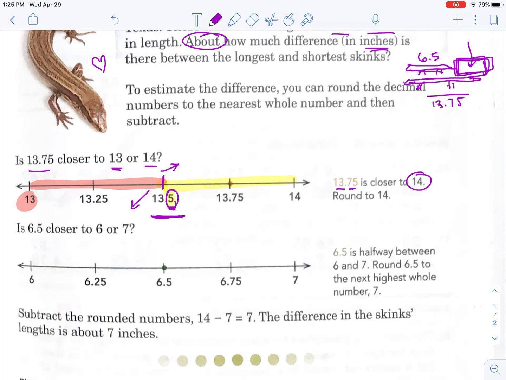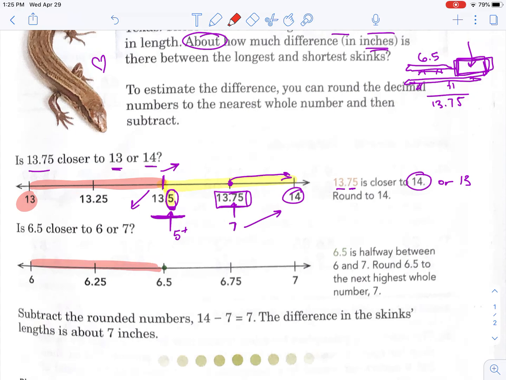So they ask, is 13.75 closer to 14 or down to 13? Well, I can see that it's right here. I know that it's in this yellow area, and it's closer to what? 14. So we'd round up to 14. If anything in the tenths place is 5 and up, round up. So this is 7. That's 5 and up. So it will be round up. That still matches. So let's look at the next one here.